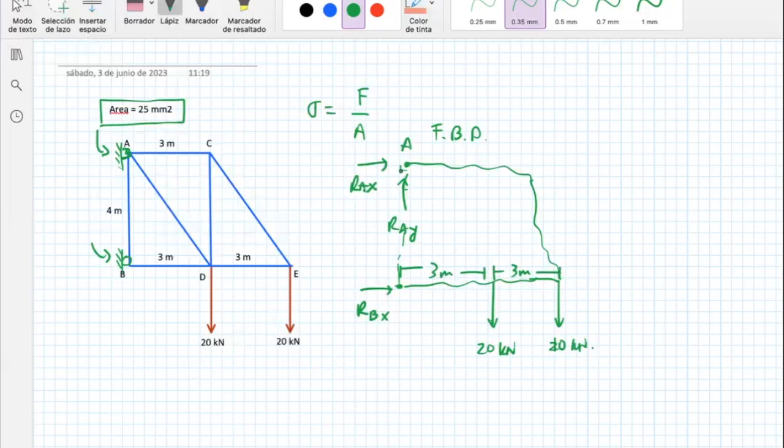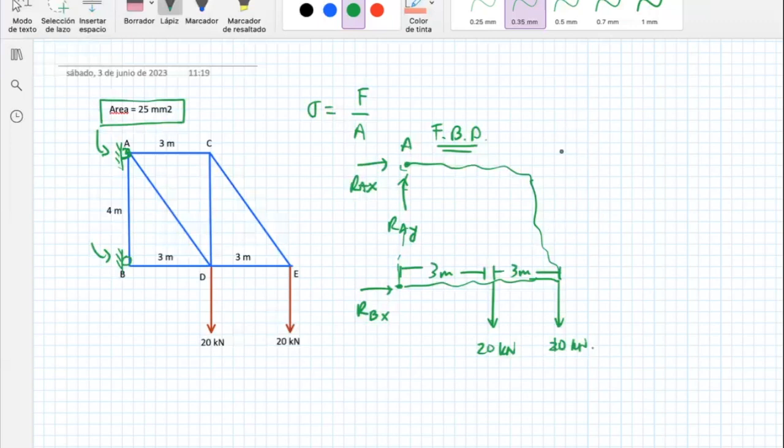What I mean by I don't care is that I don't need to know the details of the truss. I'm just taking a global free body diagram. I see the whole truss as just one big piece of solid. I don't really care about the individual truss members.